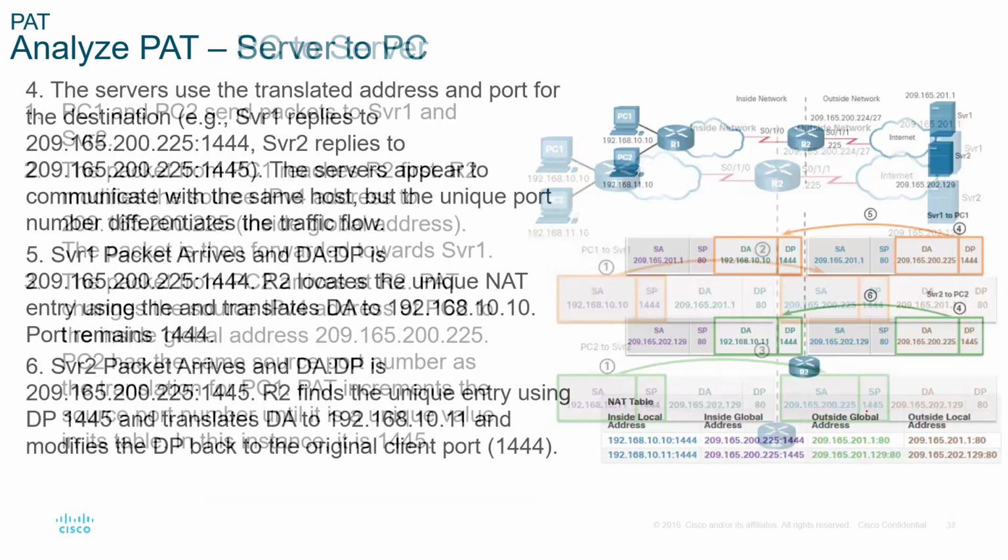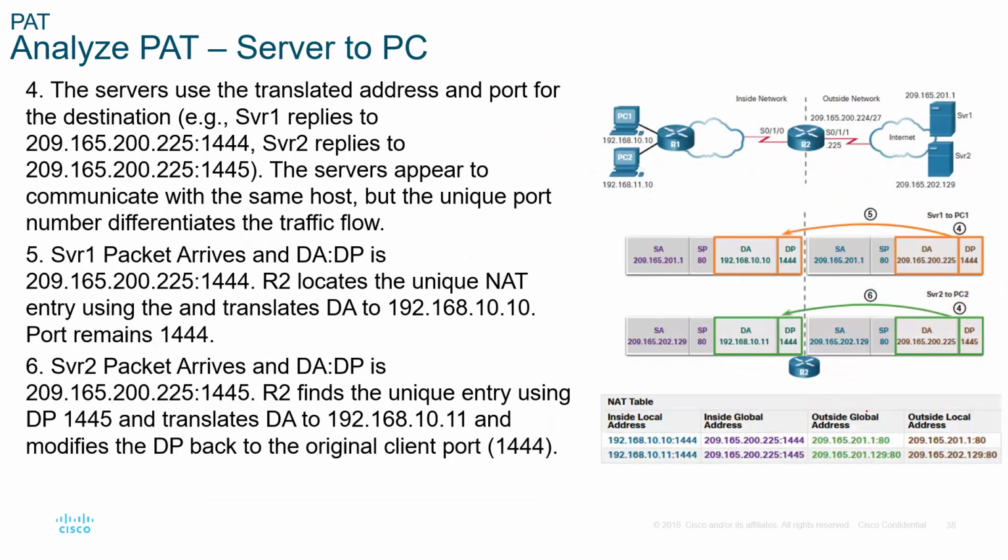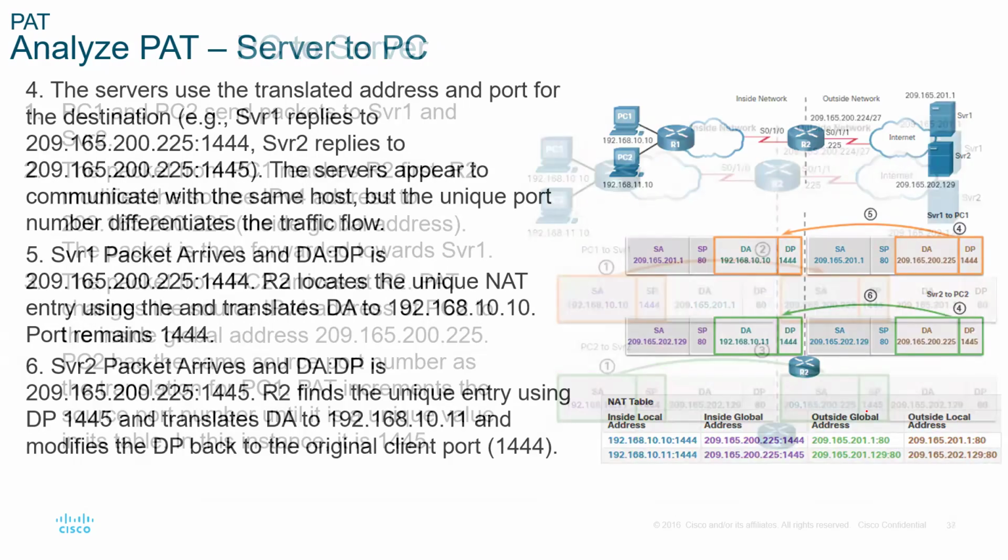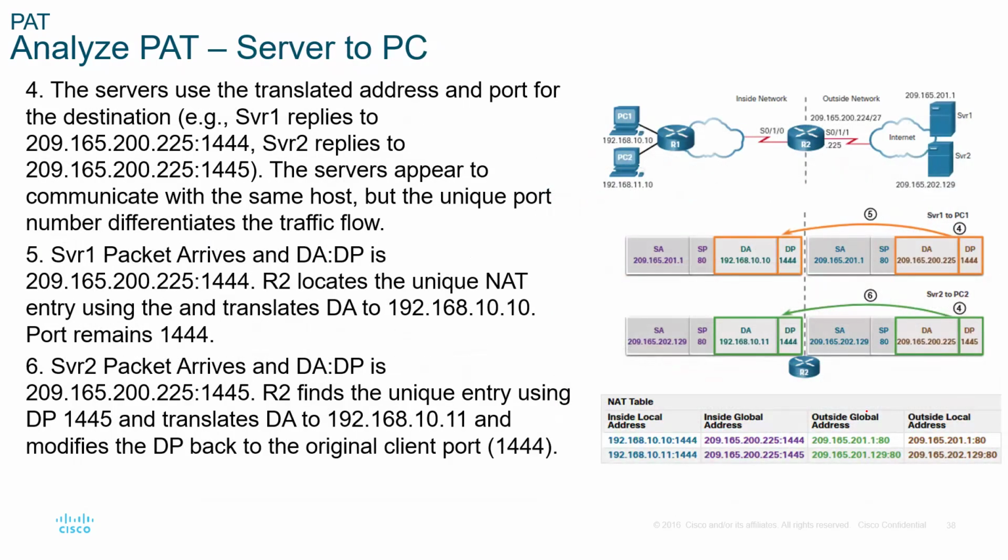Step number 4, the servers use the translated addresses and port for destination. Server replies, server replies, server replies. So what happens with the responses is translation as usual. I think the only tricky part with this one is understanding that there will be dual translation. This one will need to be translated back to this one basically, so that we use the original source port instead of the one that was translated.